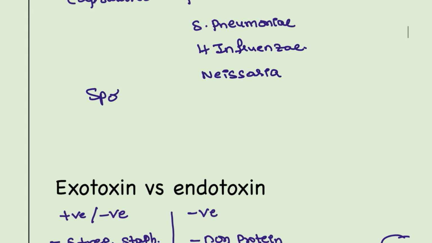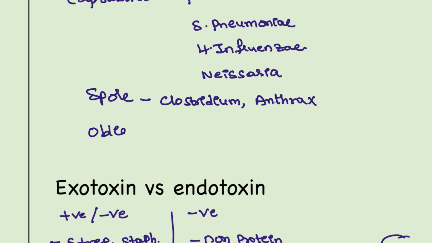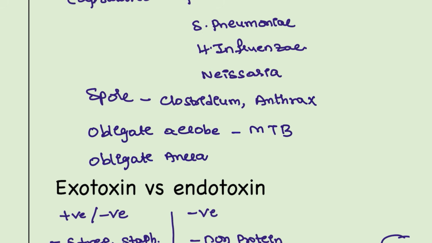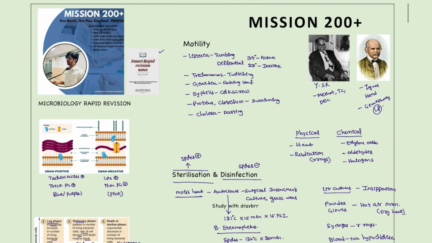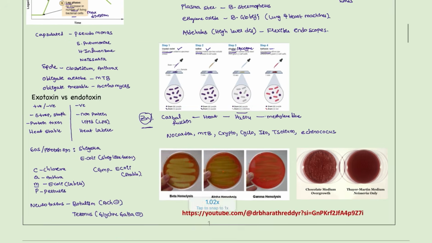Next, spore forming organisms. Spore forming organisms are Clostridium and anthrax. Obligate aerobe is MTB, whereas obligate anaerobe is Actinomyces. Right, these are some of the important points of the general bacteriology that we have discussed. Next, moving on to the culture medias.